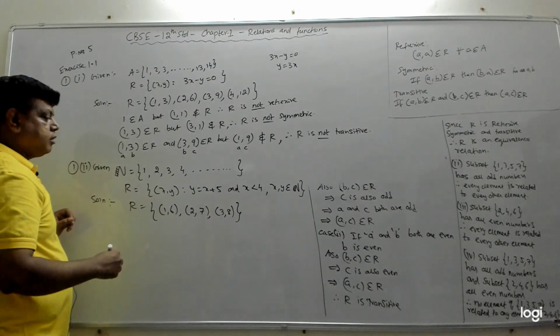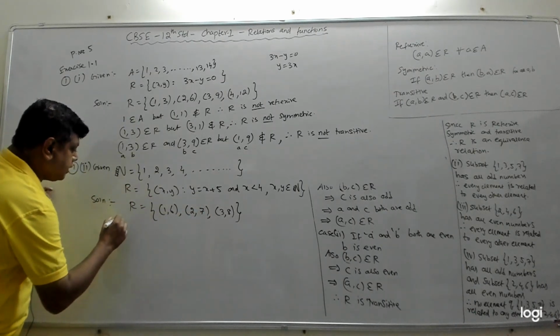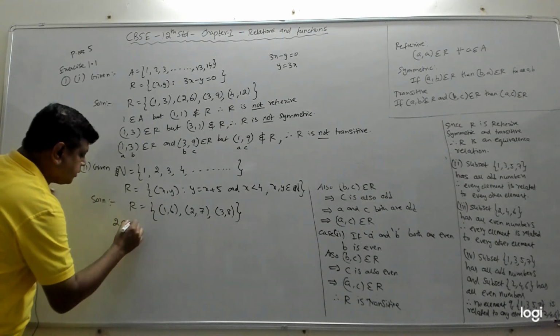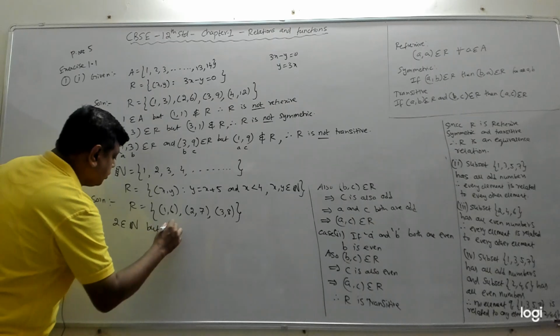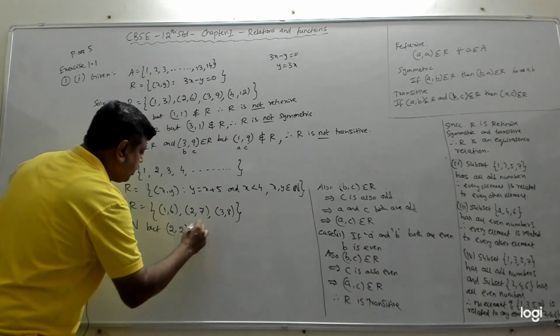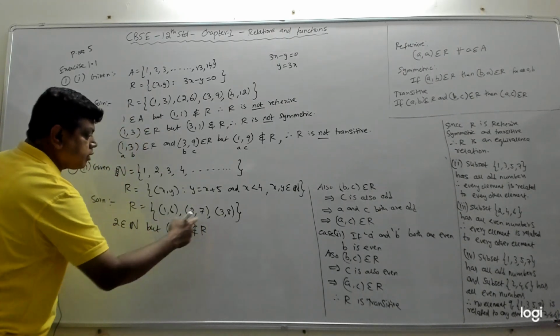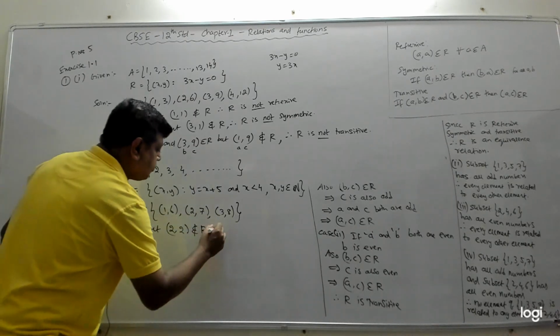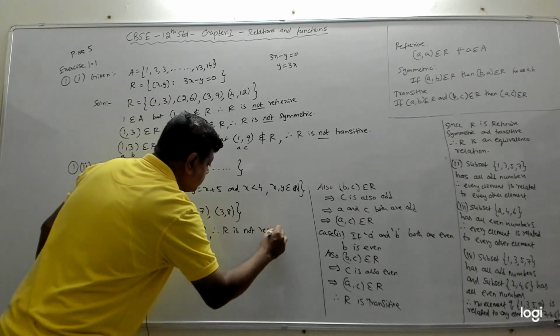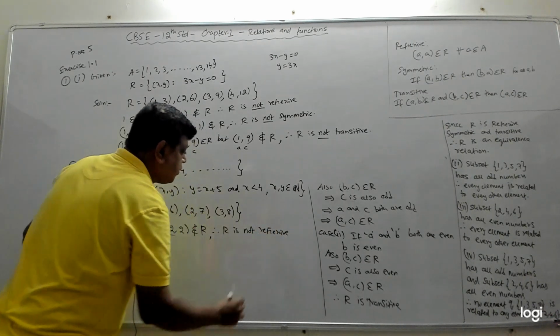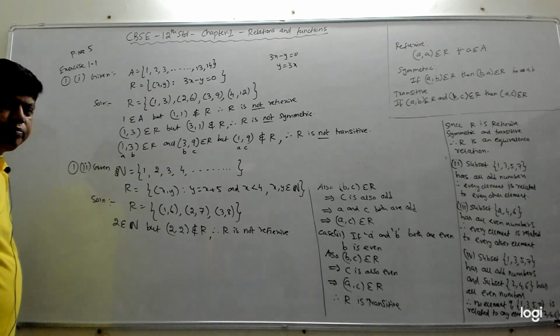Therefore, it is not reflexive. So, we will say 2 belongs to n, the set of all natural numbers, but 2 comma 2 does not belong to R because 2 comma 2 is not here. It has only these 3. Therefore, R is not reflexive. R is not a reflexive relation.